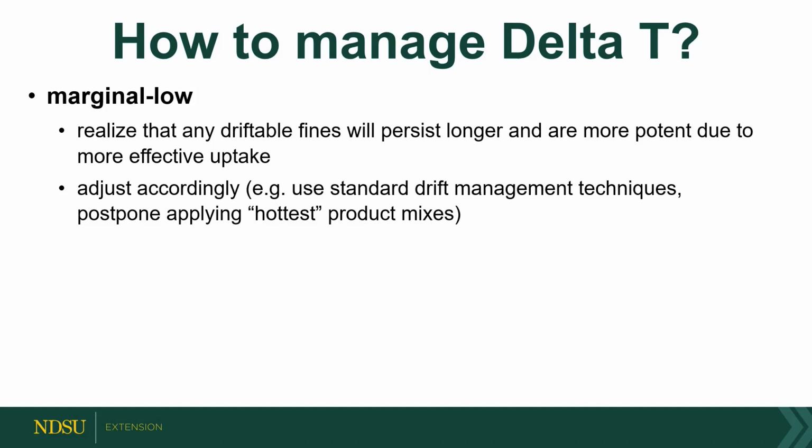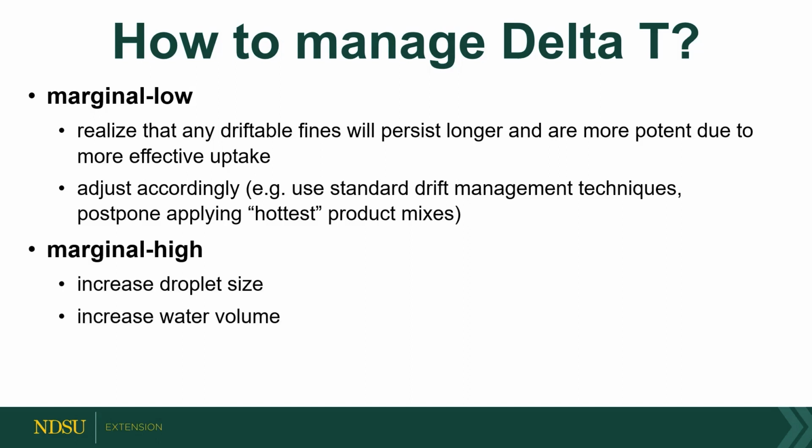If you have a really hot product mix, something that has a great potential to cause crop injury, maybe postpone applying that until your delta T values come up a little bit. If you have marginal high delta T values, then your counteraction for this is bigger droplets and more water.